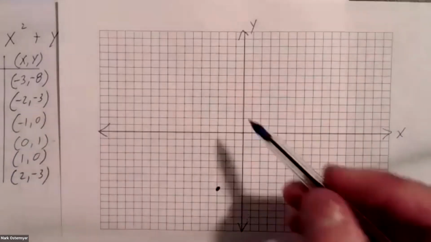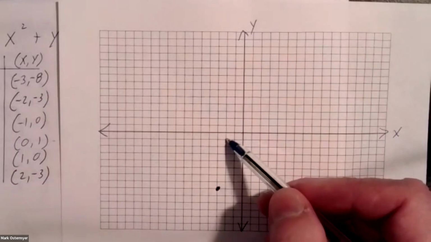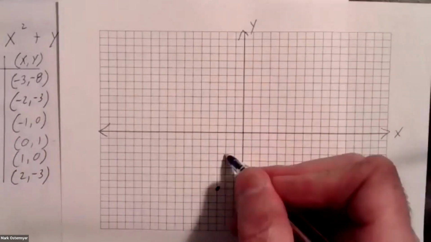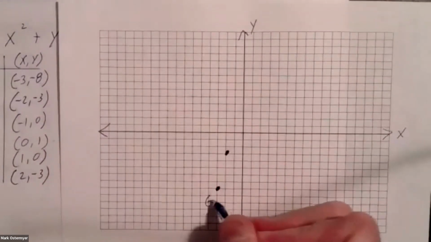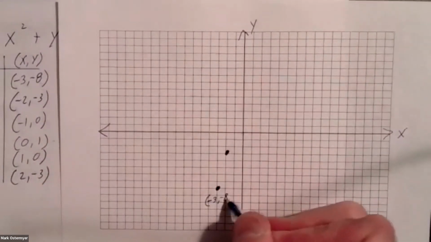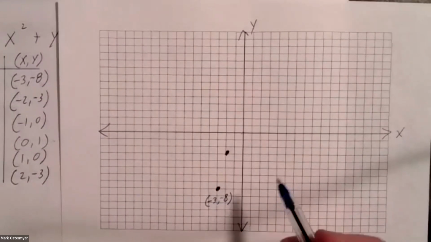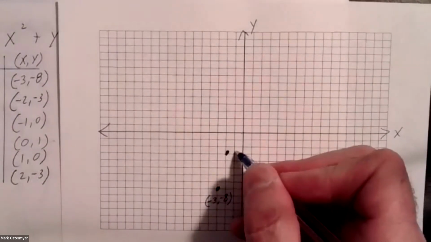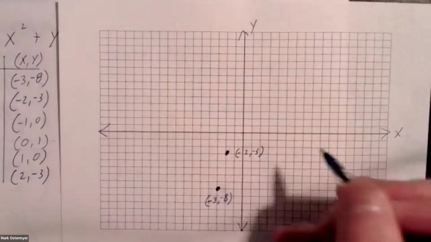Plotting negative 2, negative 3, starting at the origin, we go 2 to the left on the x-axis and then down 3, negative 1, negative 2, negative 3, there's negative 2, negative 3. You know, you can label these points if you want to. It does clutter your graph up, but feel free to write the ordered pair address next to the point if you want to do that. And this would also be negative 2, negative 3.